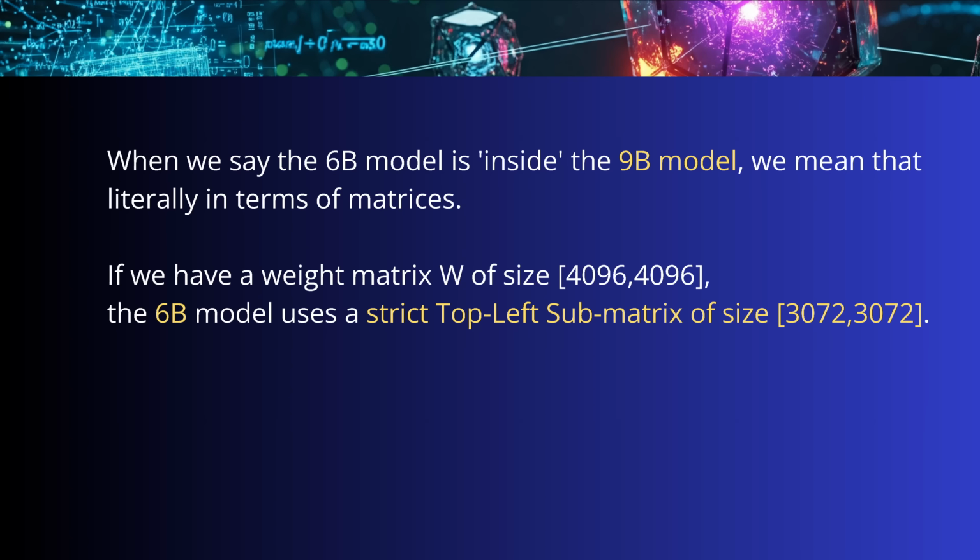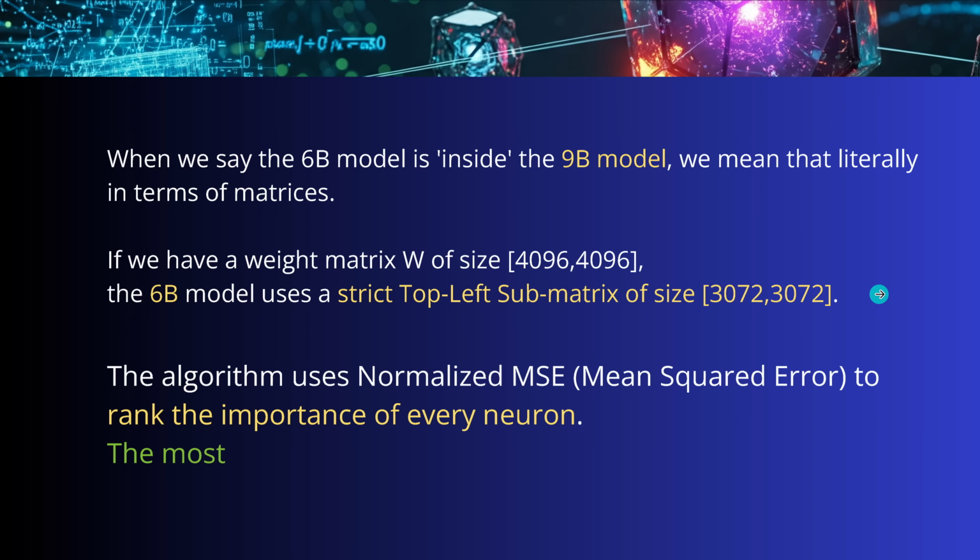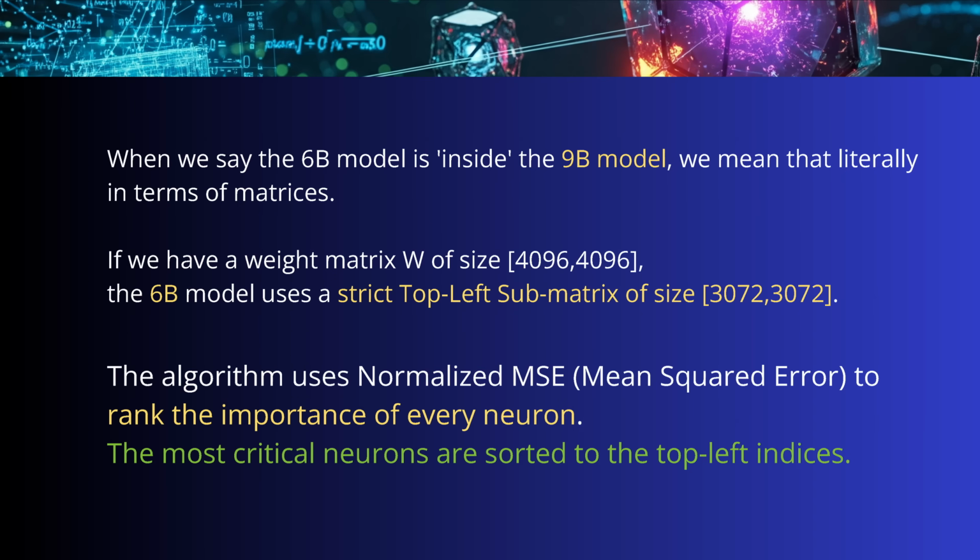It builds this in the pre-training phase so that the most important neurons are located over there. So if we say the 6B model is inside the 9B model, we literally mean this. Absolutely. In terms of our tensor structure, this is exactly what's happening. So if we have a weight matrix, 4K by 4K, got it. The algorithm now uses normalized mean square error to rank the importance of every neuron in the pre-training. So the most critical neurons for a particular pre-training data set.